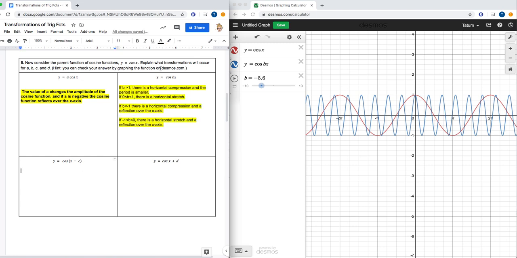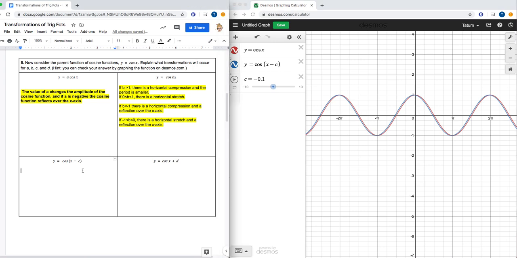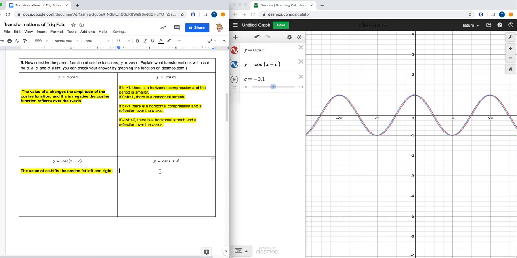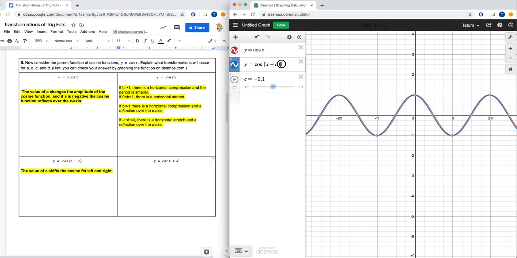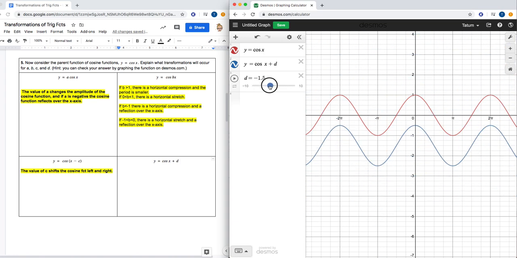Then you should have noticed that if you subtract a number directly from x within the cosine, we shift left and right. So the value of c shifts the cosine function left and right. And then the value of d, so the cosine of x plus d, add a slider for d just to check. The value of d shifts our cosine function up and down.